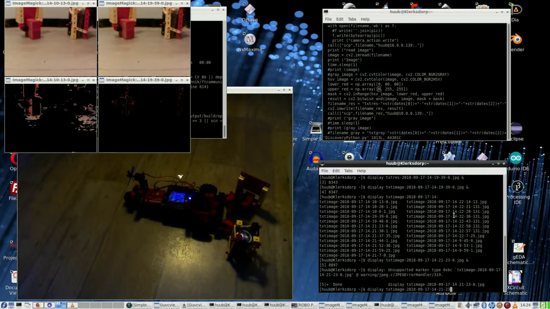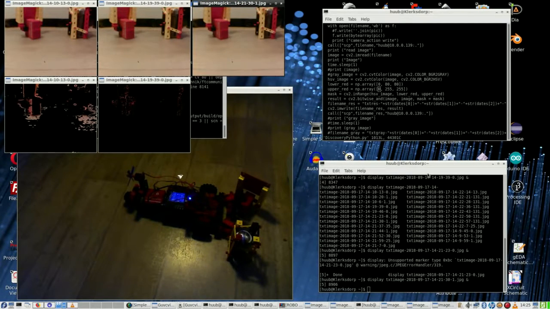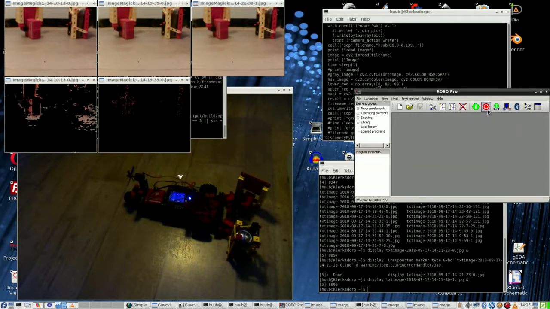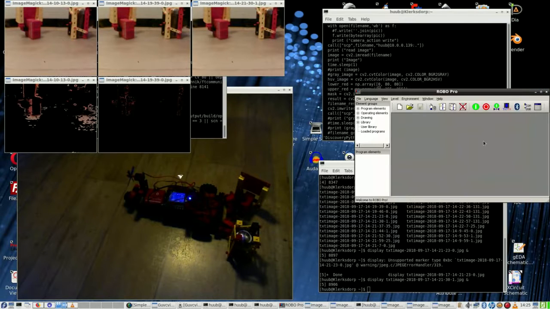So next one, 21, 23 something, and then 30. That's a 1. Right. Let me check the voltage, which is very important for now. 8.6, I can go, as long as it doesn't go below 8, I'm fine.